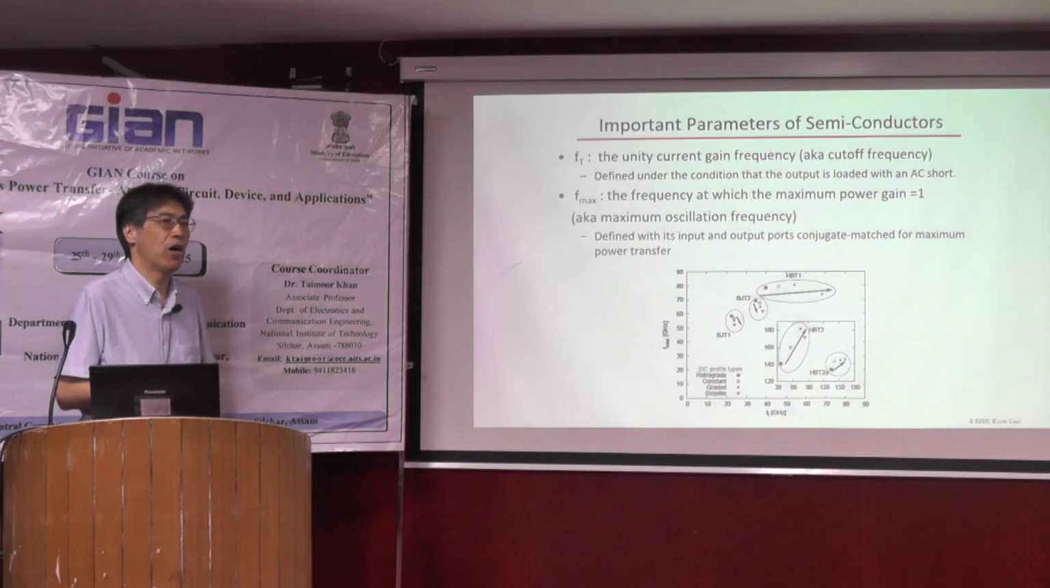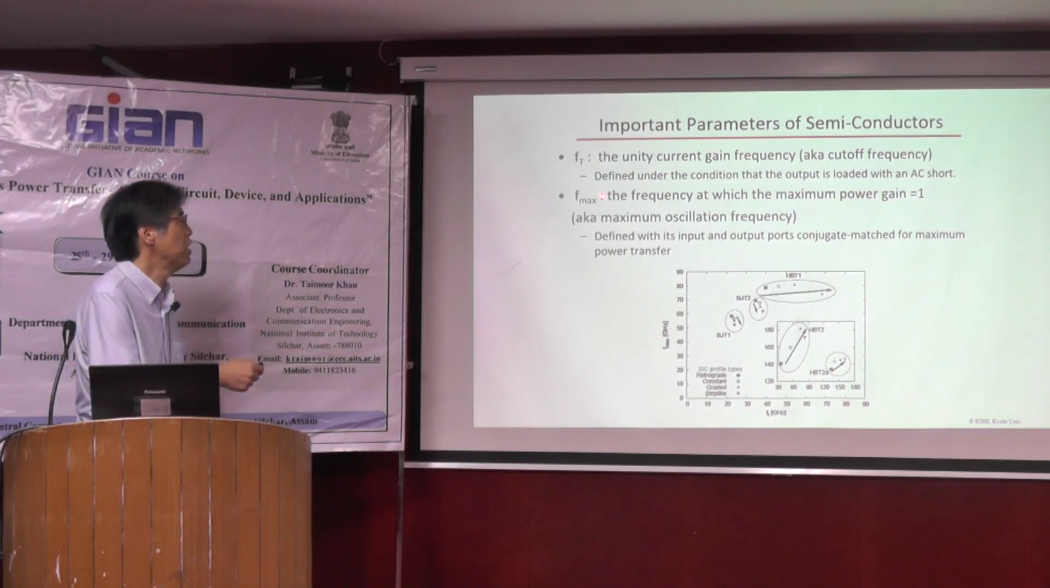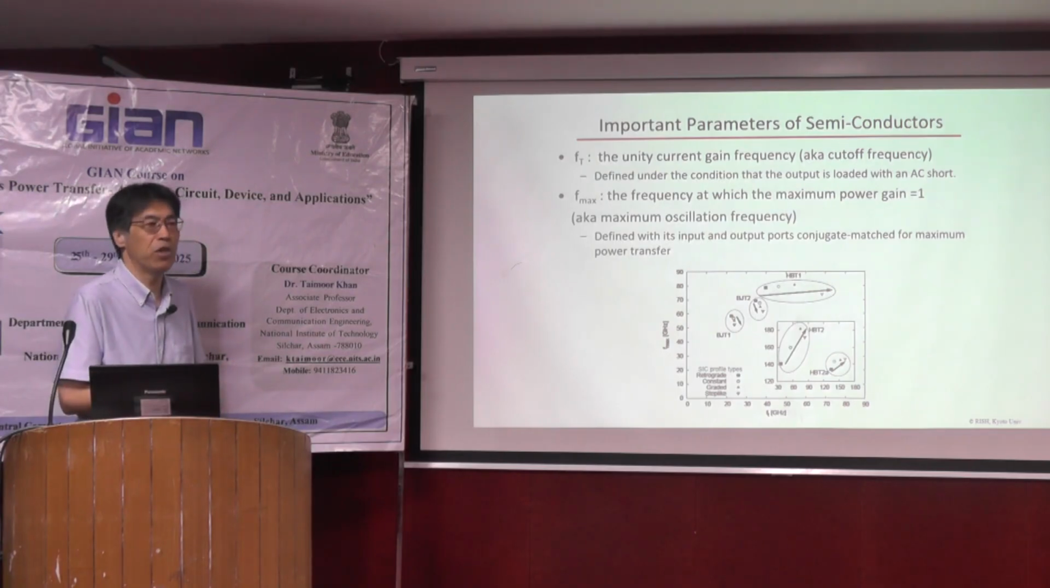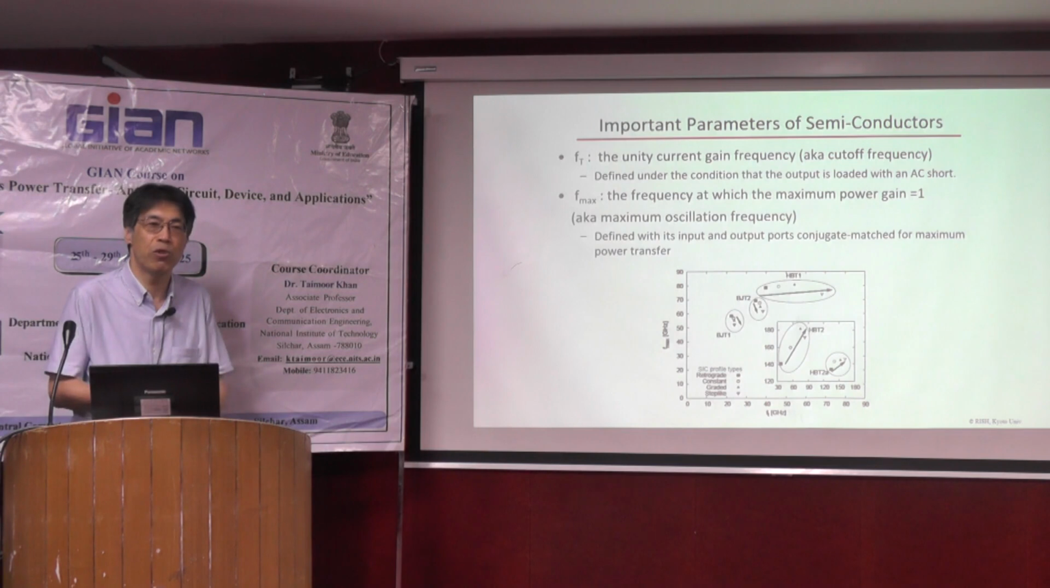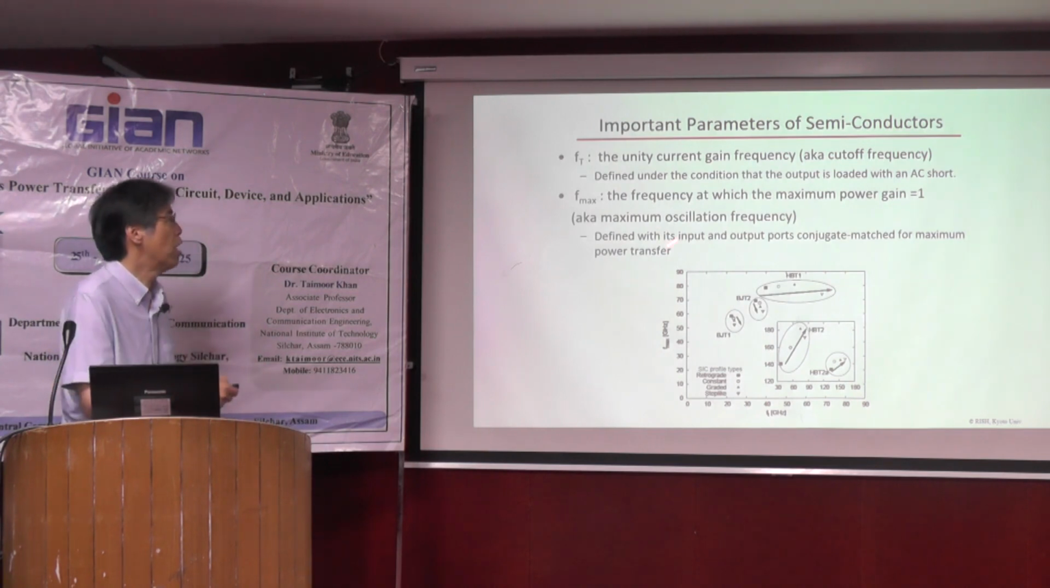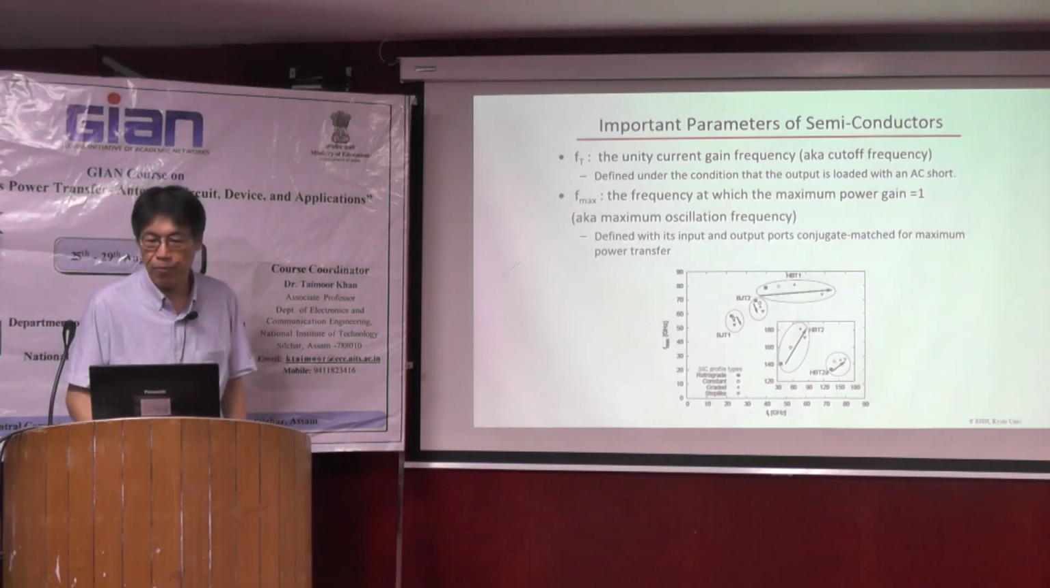But if we would like to increase the efficiency, we have to use harmonics, and in this case, we need a higher Fmax, for example, 10 GHz or 15 GHz, to treat the higher harmonics. So please remember these parameters, Fmax and FT.